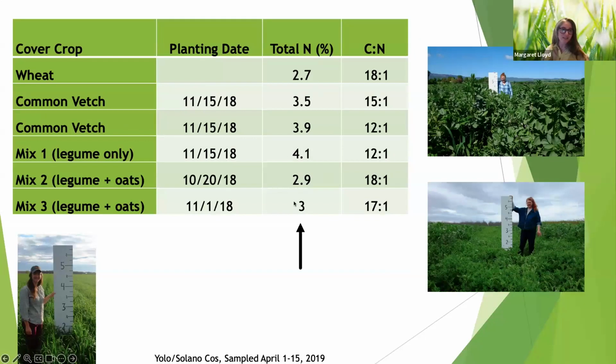And in those same mixes, you can see how the tissue content of these different crops varies. So the vetch onlys are at 3.5–4%, whereas when you add cereals to your mixes, it brings it down to about 3%. And you see that impact on the C to N ratio. So 15:1, or more like 12:1 for the legume only, and then we get up to 17–18 when the cereals are mixed in with the legumes.